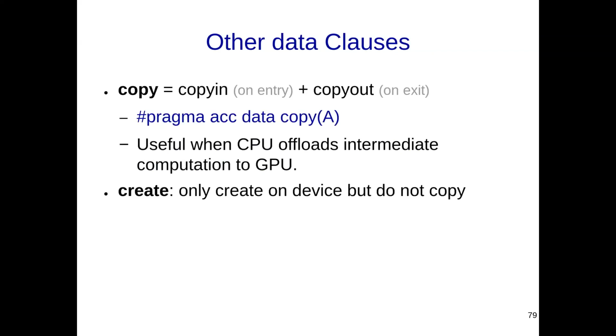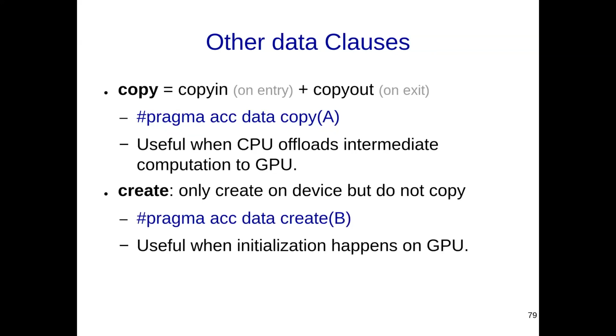And then there is also this create, which is created on the device but do not copy. Right? So this can be very handy, especially in our case where the C variable is not really getting copied from CPU to GPU because it is actually getting initialized on the GPU. So in such cases, instead of specifying copy of C, we can as well specify create of C. Right? And that will take care of creation of that particular variable. We'll have to still specify copy out of C, which anyway is required in this particular case.